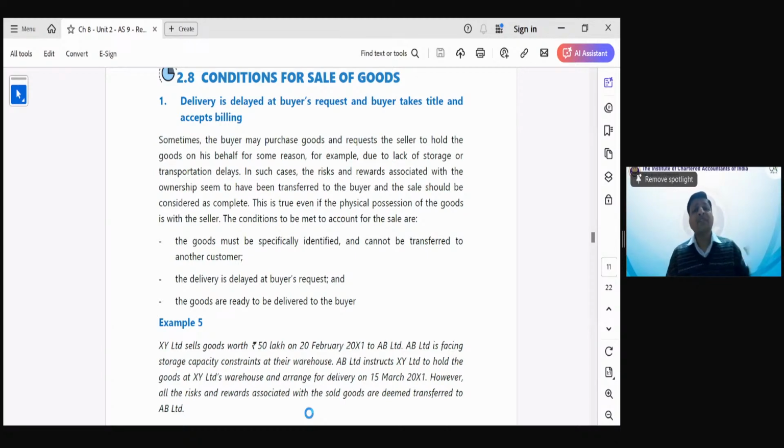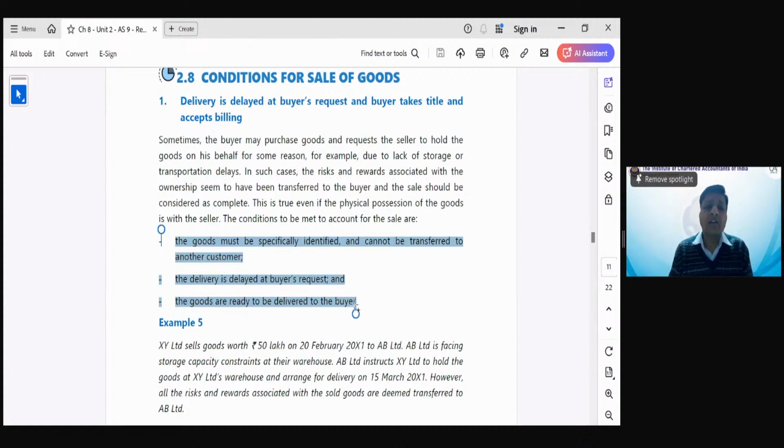So this is the only thing which the seller needs to ensure. If that is ensured, then the seller need not wait for the delivery. Whether that delivery will take place after 3 months, 6 months, 1 month, or 2 days, it doesn't matter. The day when the sale has taken place, the day when all of these conditions have been fulfilled, revenue will be recognized by the seller. Clear on this? Everyone clear? Any questions?